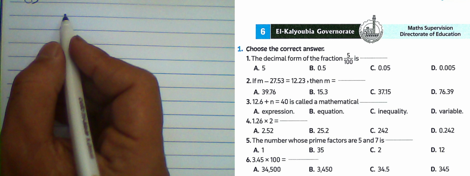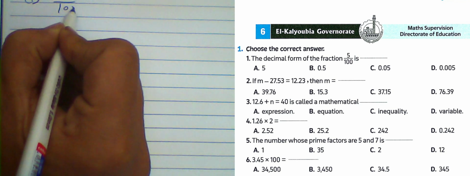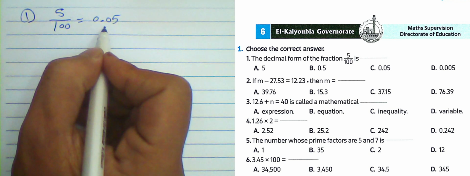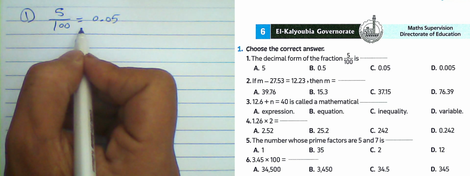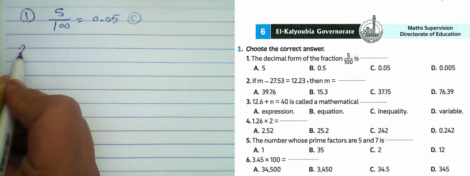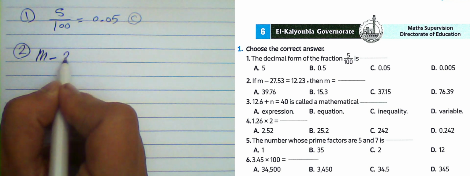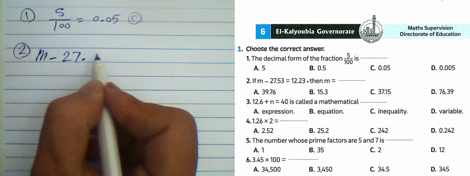The decimal from the fraction 5 over 100, we can write 0.05. It's 500. Choose letter C.